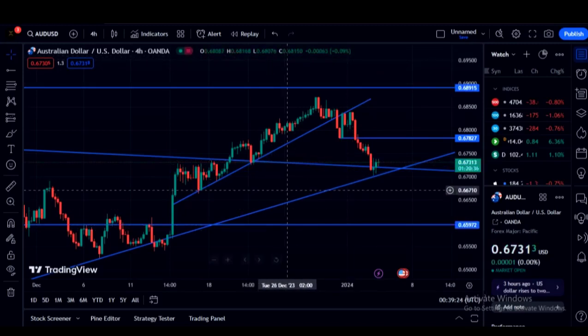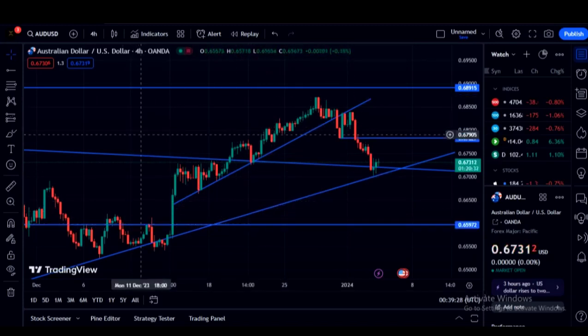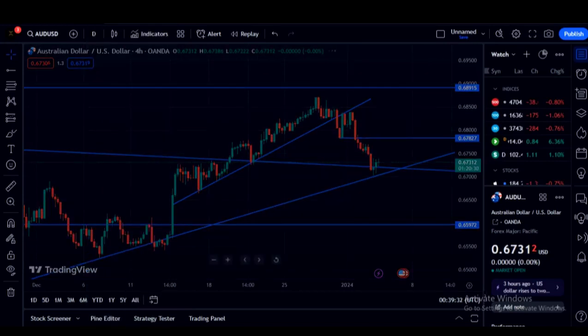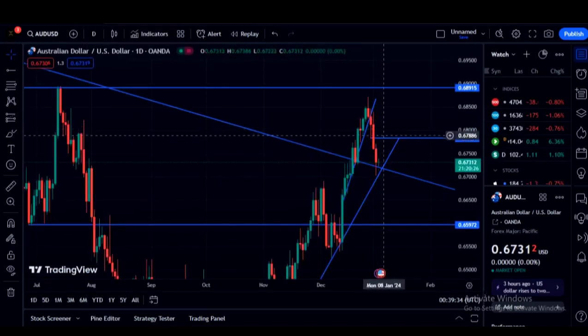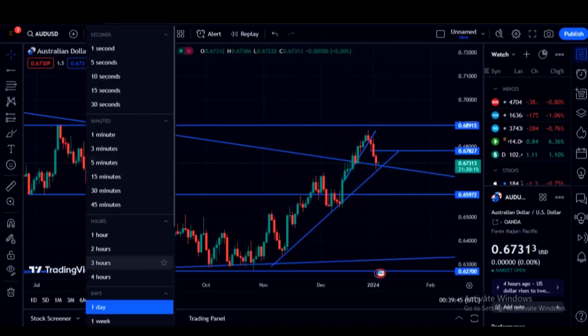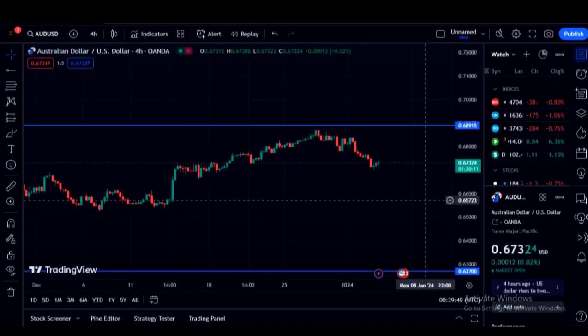And also, not just because of that, but look at this trend line that we drew. This trend line that we drew on the daily time frame, or I think it was on the weekly. Yeah, okay, no, it was on the daily. We drew it on the daily. So this uptrend line, AUD USD came down and touched that uptrend line.